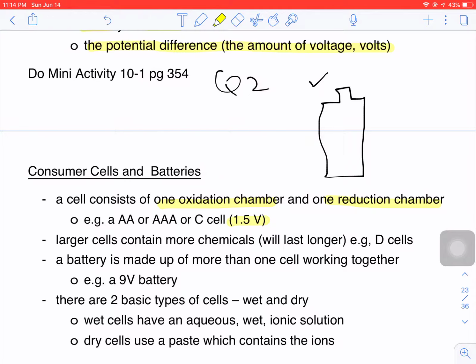Now, the difference between the different types of batteries, AA, AAA, C cells, D cells, really, it's about the amount of chemicals that will be in there. All right, so again, when I put more reactant in there, the reaction will go for a longer time before it runs out.